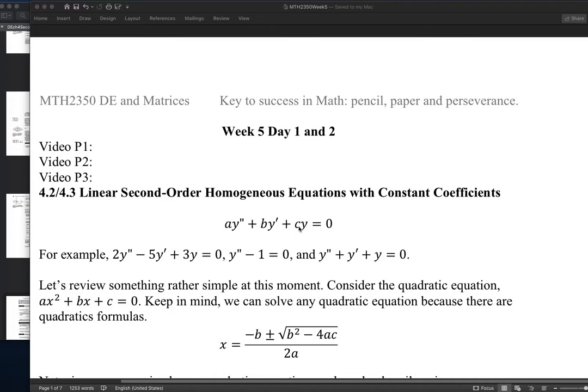Then for a, b, c, each of those notations is for a constant. So for example, we may have 2y double prime minus 5y prime plus 3y equals 0. It is homogeneous because the right hand side is 0. This is also homogeneous, and indeed they are all homogeneous. In the first case, the coefficients a, b, and c are 2, -5, and 3 respectively. Okay, for this differential equation, the coefficient for a is 1.